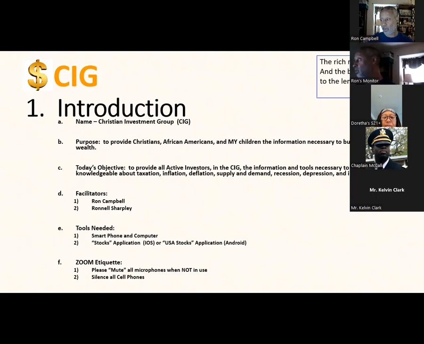As always, you're going to need your smartphone or computer. I sent everybody a copy of the tax rates. We're going to be doing a couple of PEs, practical exercises, so you can demonstrate your knowledge of how to calculate taxes. We're not talking about filling out a tax form. We're just talking about how to understand how the brackets work and what that means for you. The app that we always use, if you're an iOS user, is the Stocks application, and if you are an Android user, it's called USA Stocks. A little Zoom etiquette: we just ask that you mute all your microphones when not in use, and of course always silence any cell phones. Any questions about that?